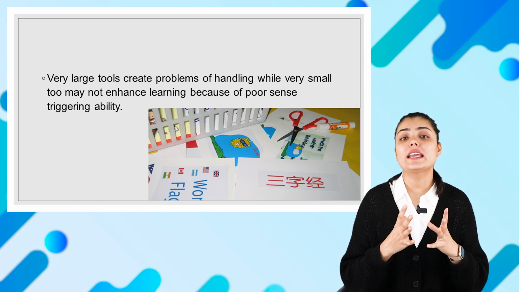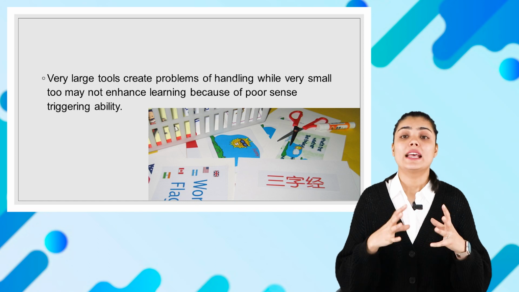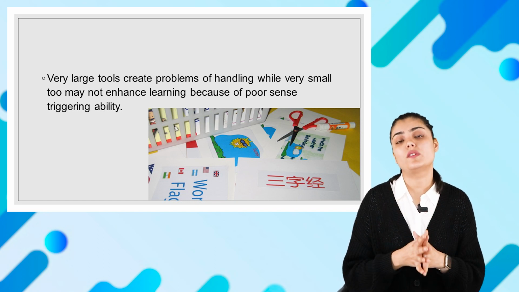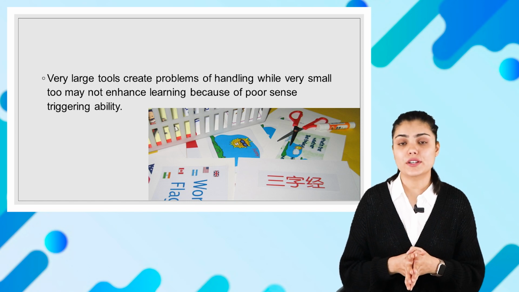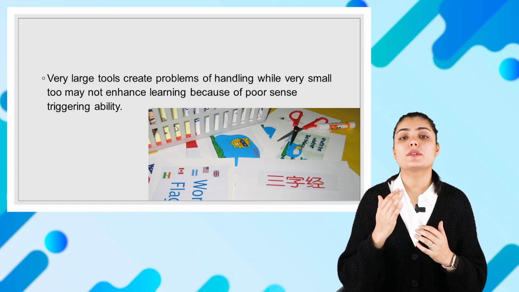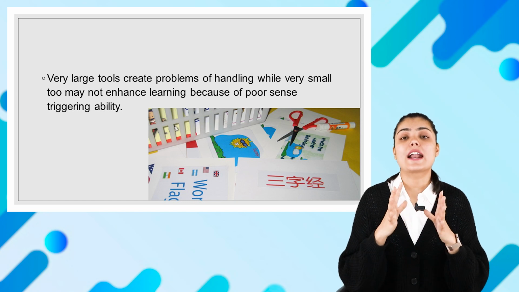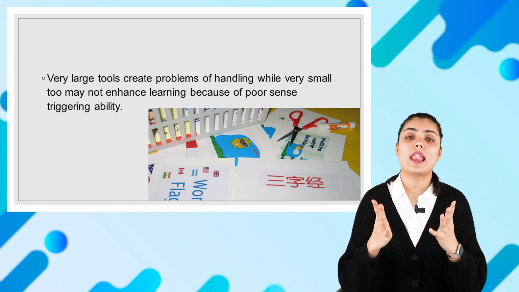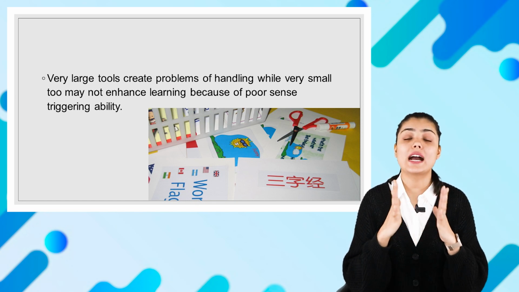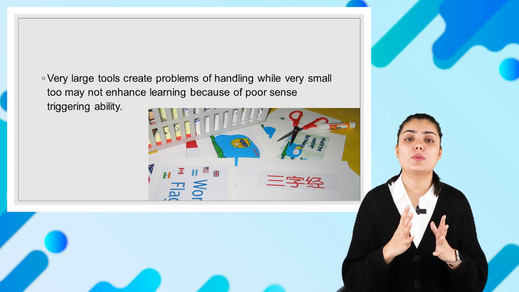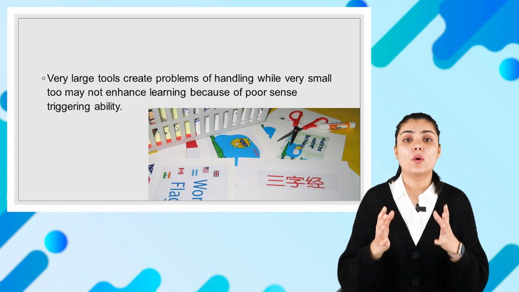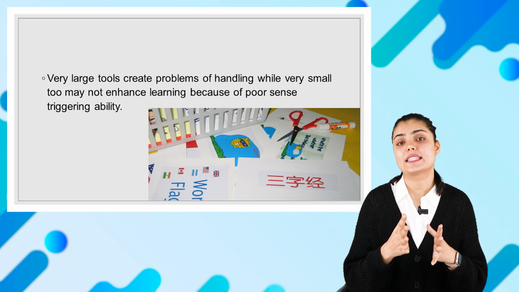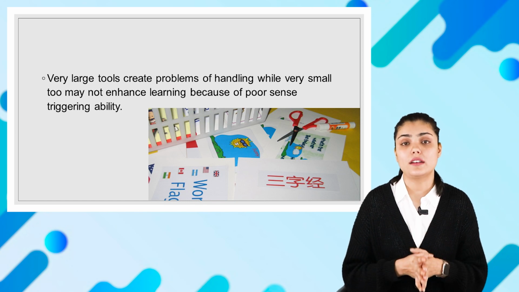Whereas if very small AV8s are made, then the AV8 may not be able to trigger the sense of learning within the learners. So while preparing an AV8, we must make sure that it is of appropriate size. It must not be very large or very small. If very large AV8s are made, there will be problems in handling, while if small AV8s are used, they might not trigger that sense of learning in the learners.